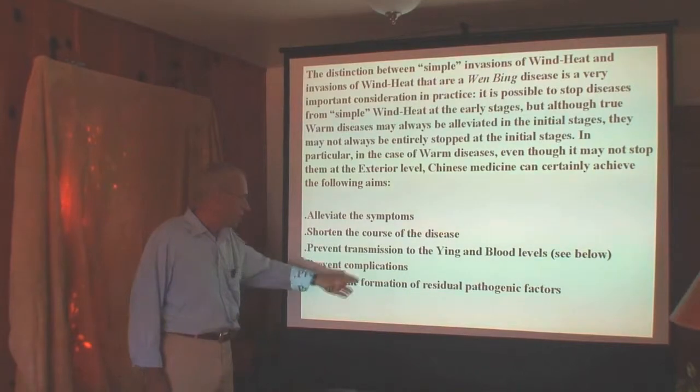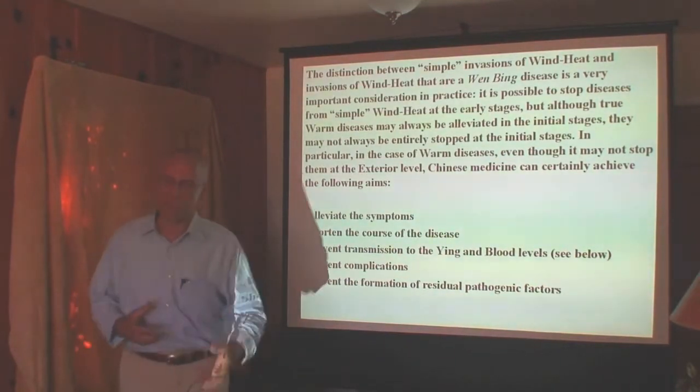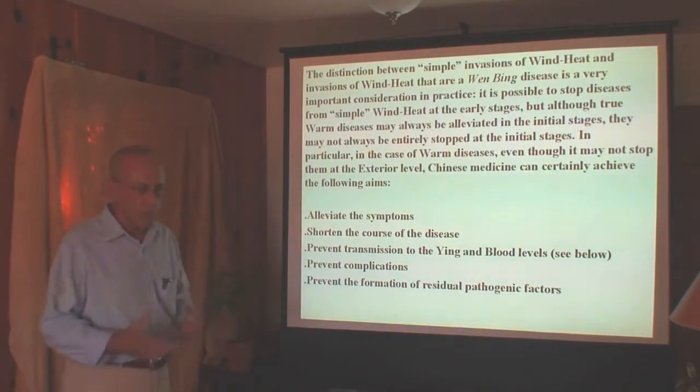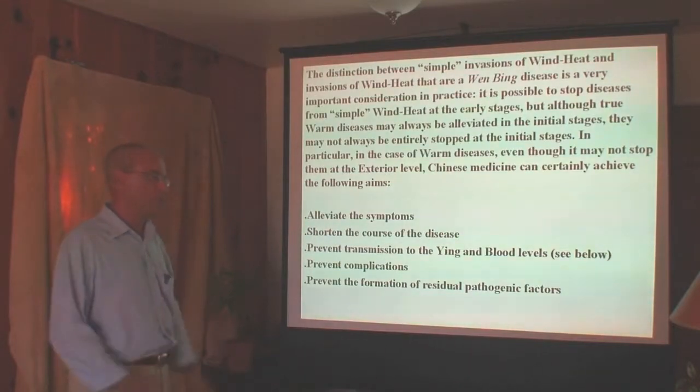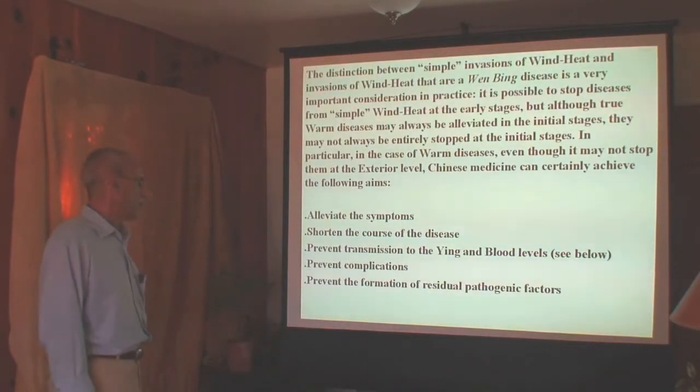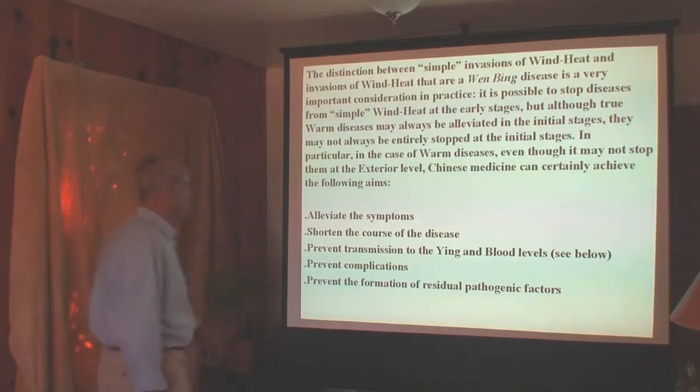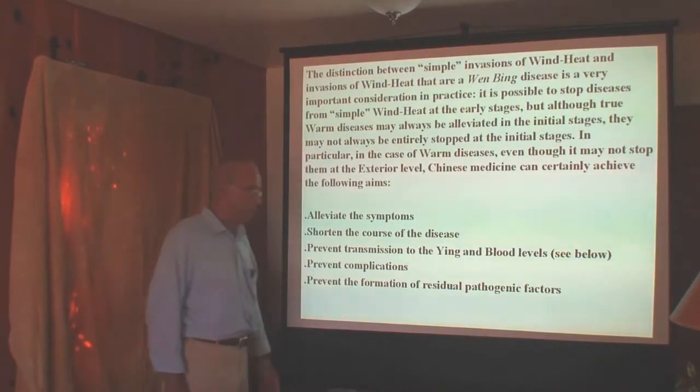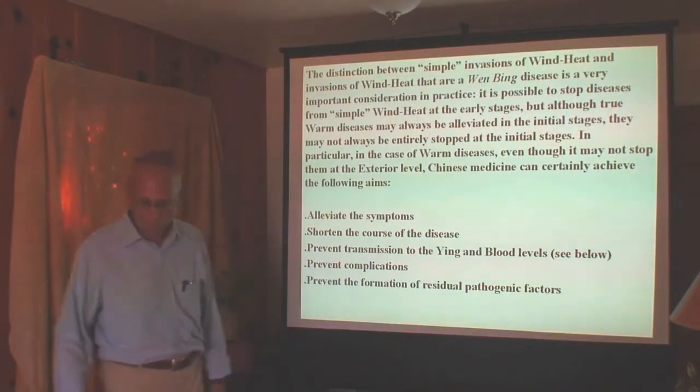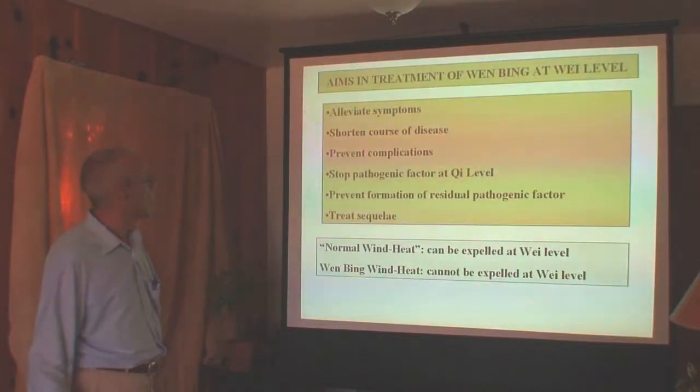We can prevent complications. Let's say a patient with asthma has an influenza. We can treat it and prevent the asthma from getting worse. We can certainly do that. And prevent the formation of residual pathogenic factors. And these are the aims of treating a Wenbing disease, which we have just discussed.